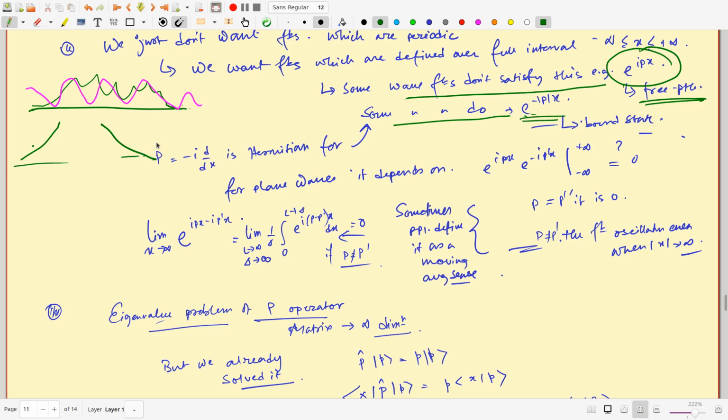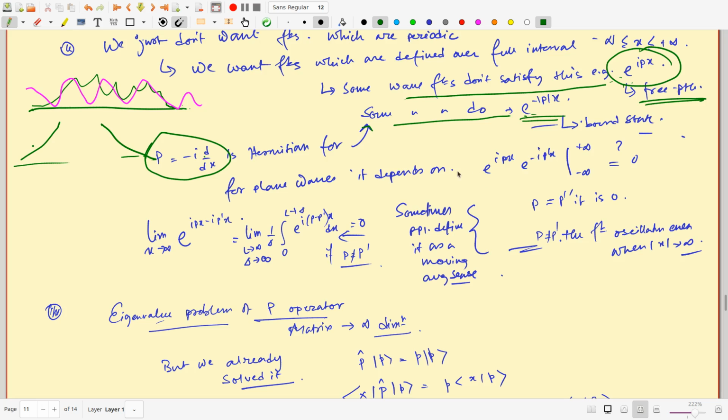So this operator is Hermitian for this kind of wave function, but this operator is not Hermitian for this kind of free particle wave function. But we will see nevertheless that these kinds of wave functions represent something physical, and we will explore this issue in a much deeper way and try to understand it later.